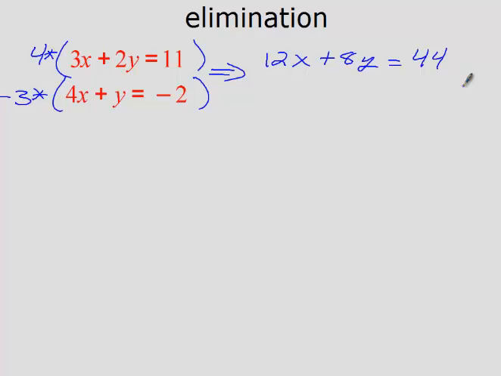Everybody okay with that? Yes or no? All right. What's negative 3 times 4x? Negative 12x. Negative 3 times y. Negative 3y. Negative 3 times negative 2. Positive 6. All right, so now what I'm going to do is I'm going to add these two results.